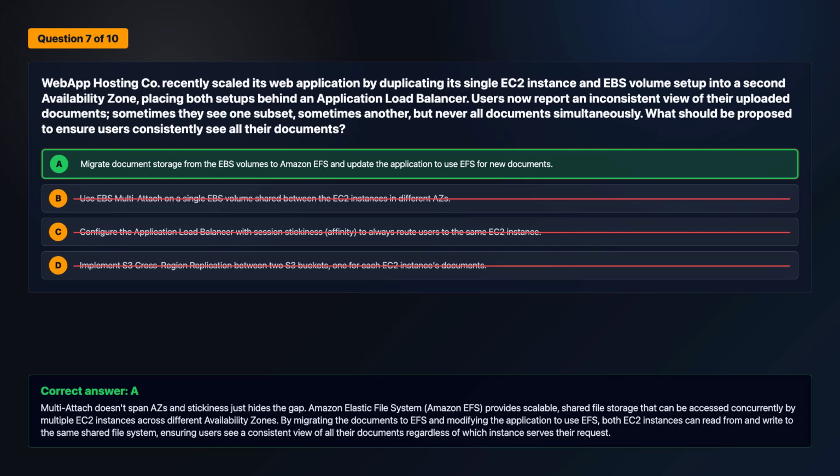By migrating the documents to EFS and modifying the application to use EFS, both EC2 instances can read from and write to the same shared file system, ensuring users see a consistent view of all their documents regardless of which instance serves their request.